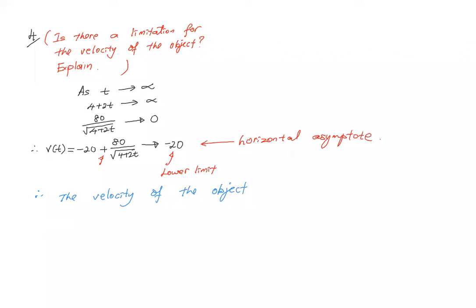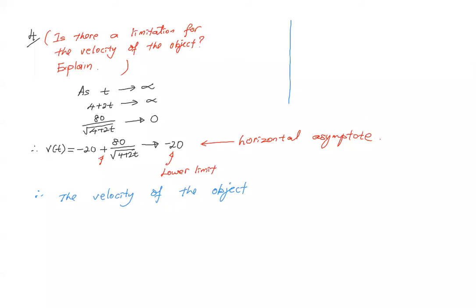You won't be able to know the velocity of the object until negative 20. That is not right. You won't reach 20. When you say approaches negative 20, it means you will not reach negative 20. It will go very close, the rest of the velocity.